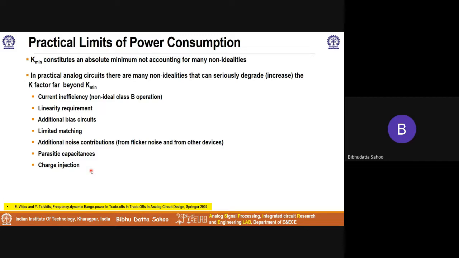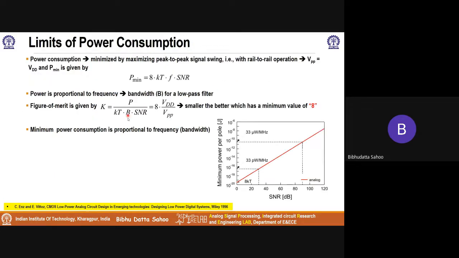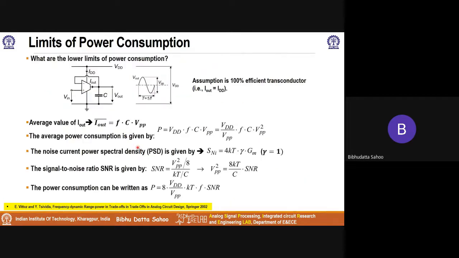Okay. In this 2-hour lecture, I cannot go into all the details of how flicker noise contribution is mitigated, how charge injection is mitigated, and how the linearity requirement impacts the power. But the bottom line is, whenever we design something with low power, we know that if I need a higher SNR system, I have to burn more and more power.